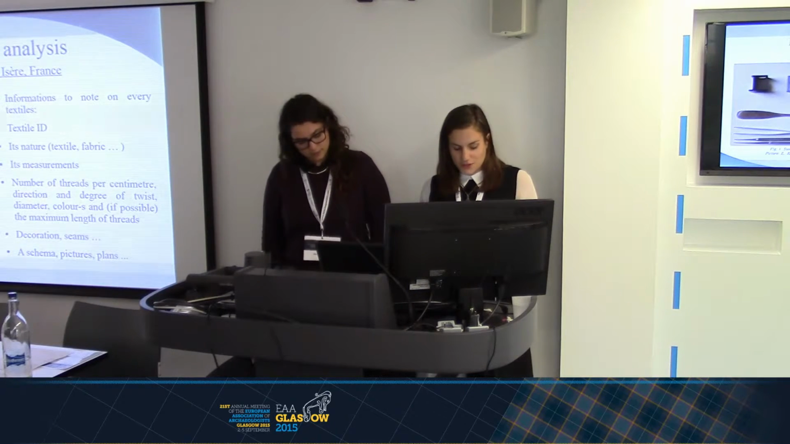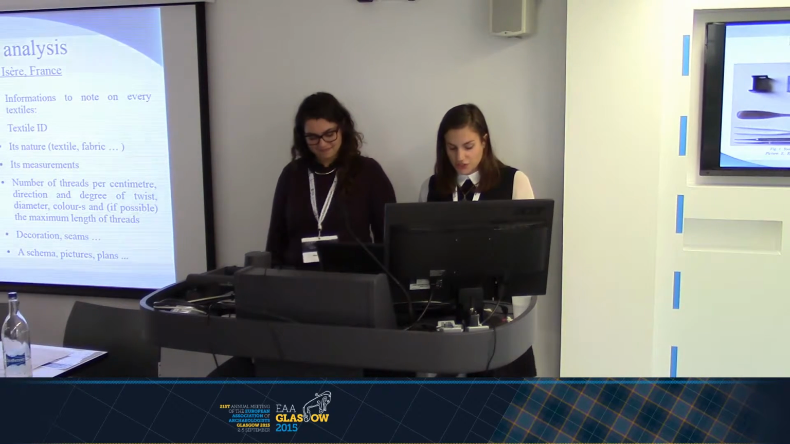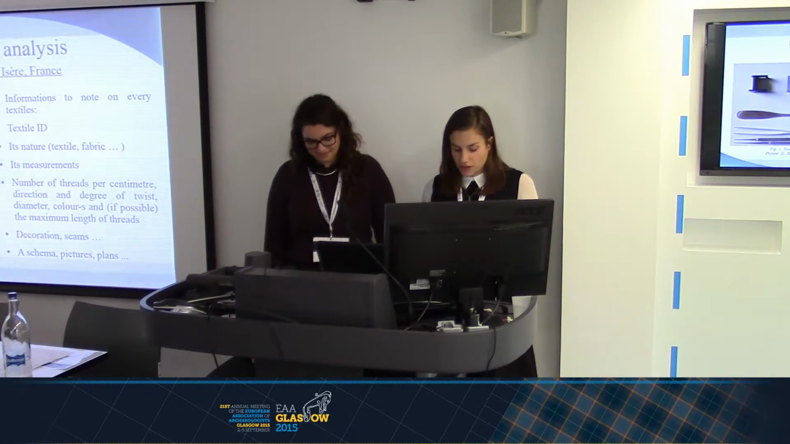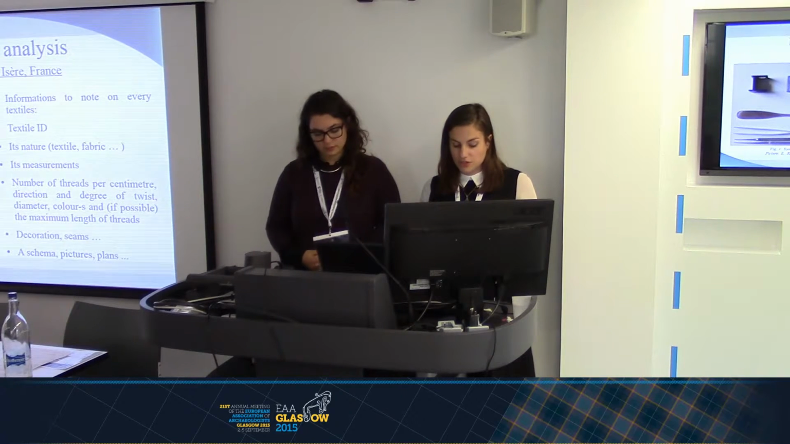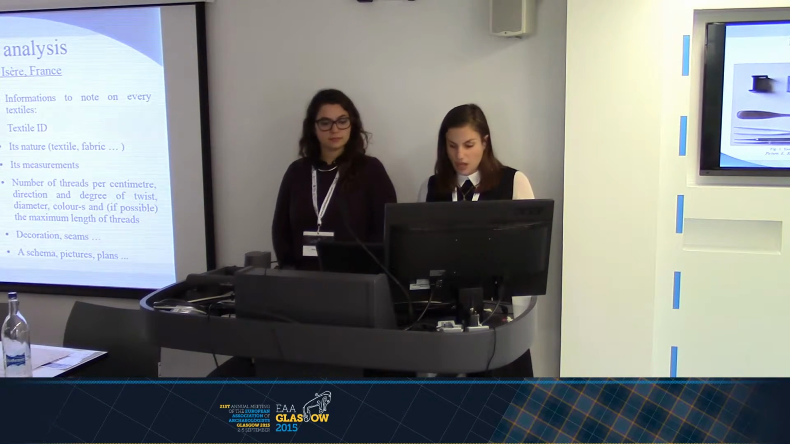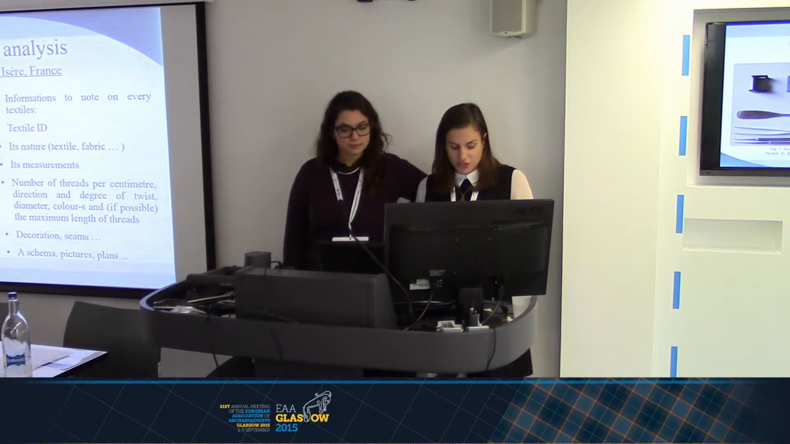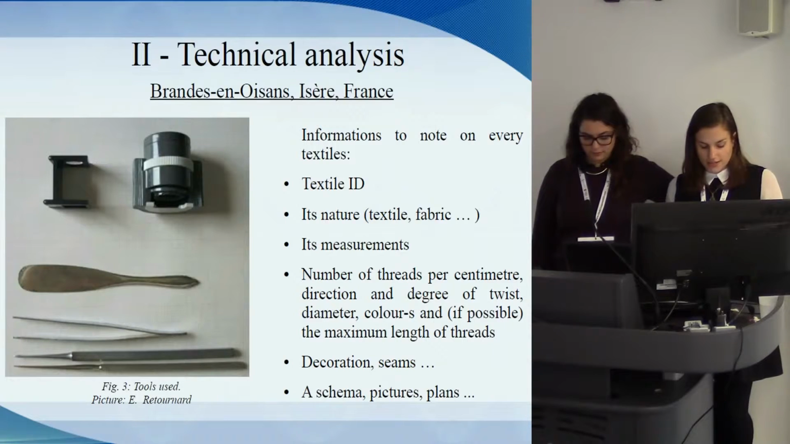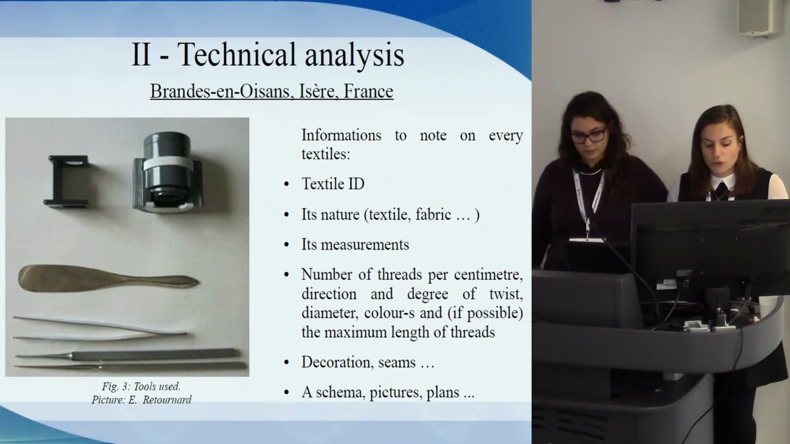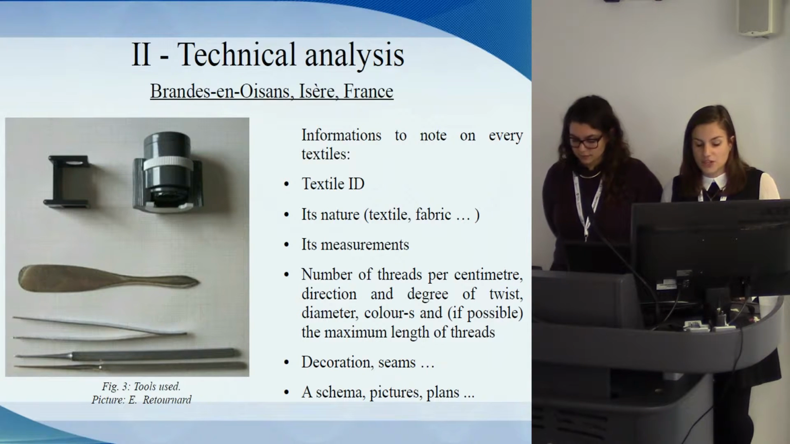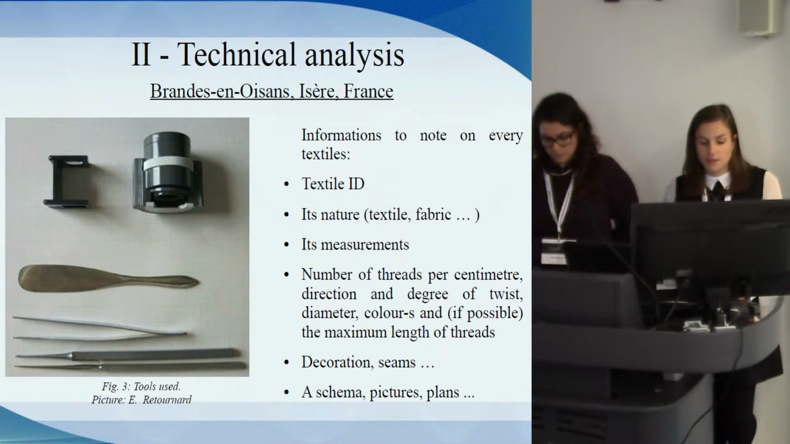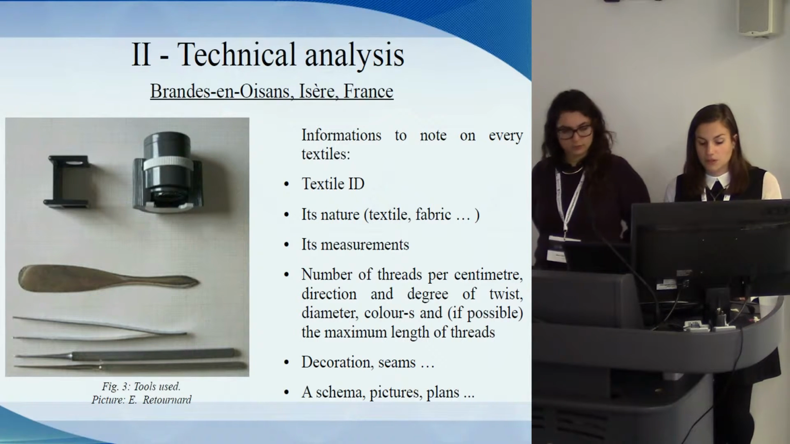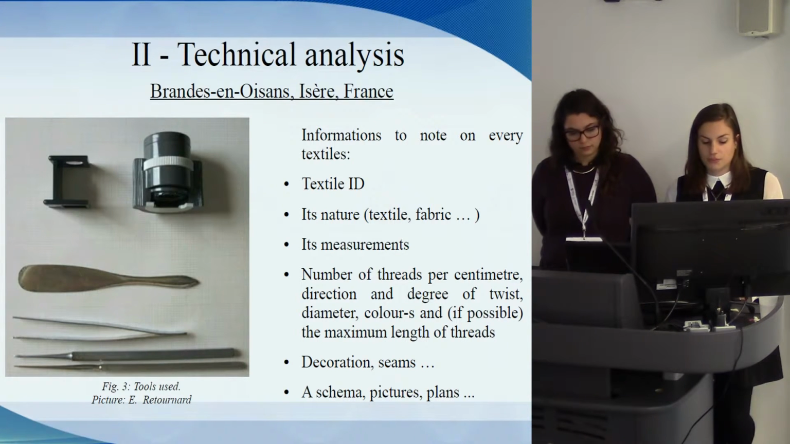For Brandon-Oisan, the technical analysis is the first step to study a corpus of archaeological textiles. To realize this operation, it is necessary to note several pieces of information on every fragment of textile. Textile ID, its nature, textile or fabric, its measurement. For the warp and the weft, its meters, number of threads per centimeter, direction and degree of twist, diameter, colors, and, if possible, the maximum length of the threads.